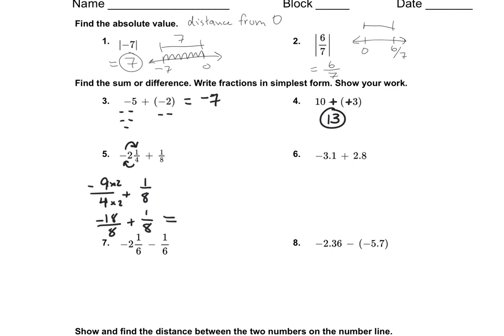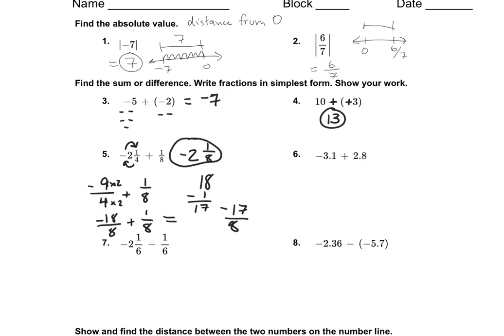In this situation, I got a negative and a positive. Those two are going against each other. They're working the opposite way on a number line, meaning I'm going to subtract 18 minus 1 and get 17. This is going to result in 17/8, and it's negative. A simplified version of this, well, 8 can go into 17 two times, and there'd be 1/8 left over. So we'd say -2 and 1/8.